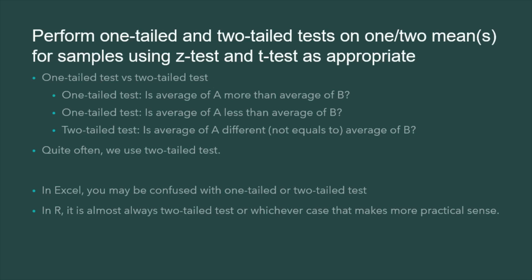In one-tailed test we are looking at whether the average of A is more than average of B, or whether the average of A is less than average of B. But in two-tailed test, we are examining whether the average of A is different from, not equal to, average of B. Quite often, we use two-tailed test. In Excel, you may be confused with one-tailed or two-tailed test. In R, it is almost always two-tailed test or whichever case that makes more practical sense.